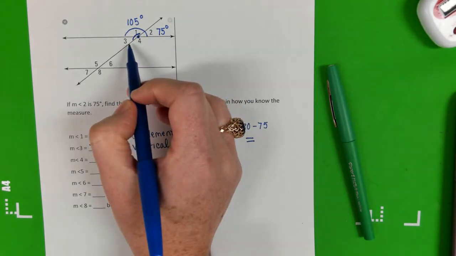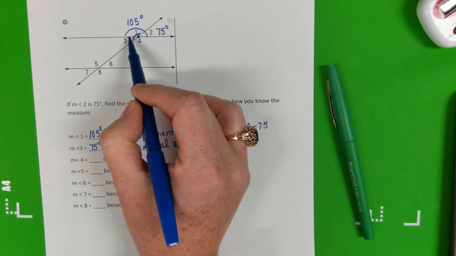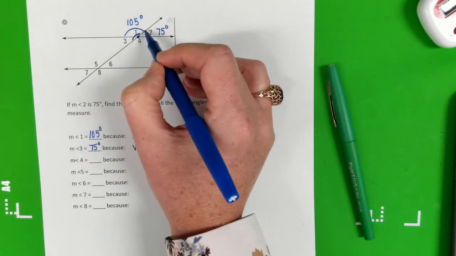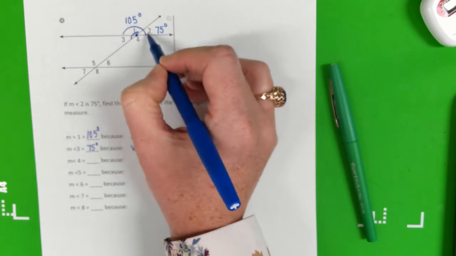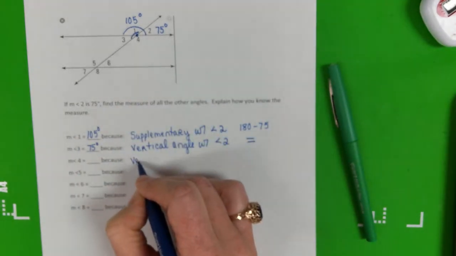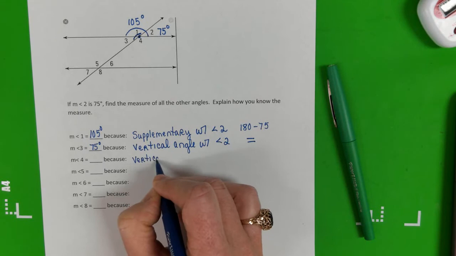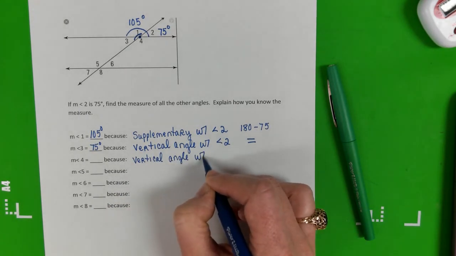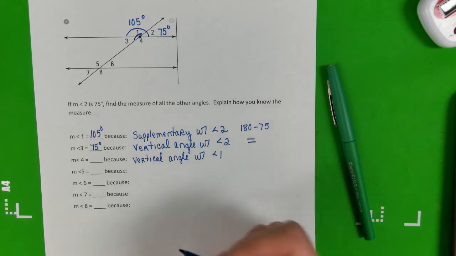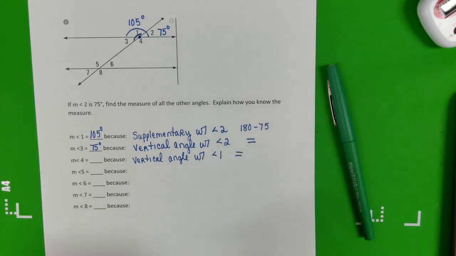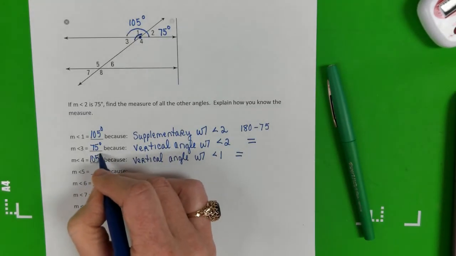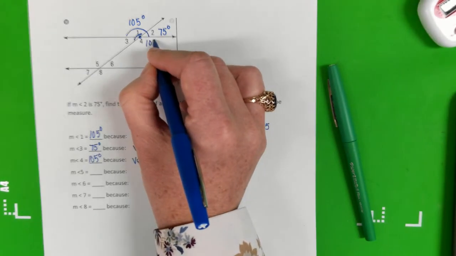Okay, angle 4. Notice angle 4, it's supplementary with angle 3. It's supplementary with angle 2. It's also a vertical angle with angle 1. Vertical angles are equal. So that means angle 4 is 105 degrees. So let me write these numbers down.